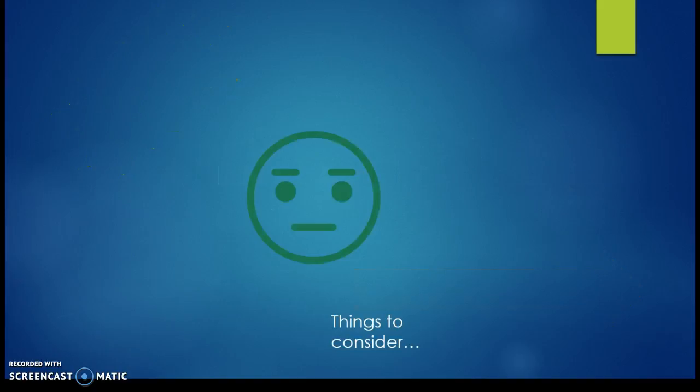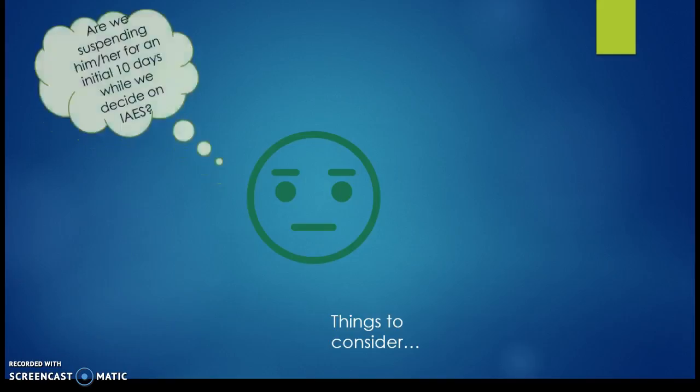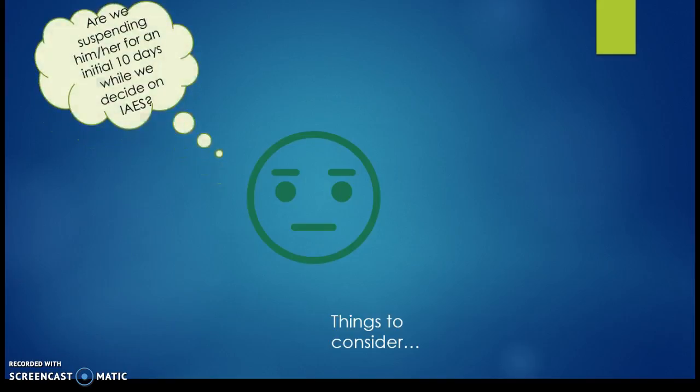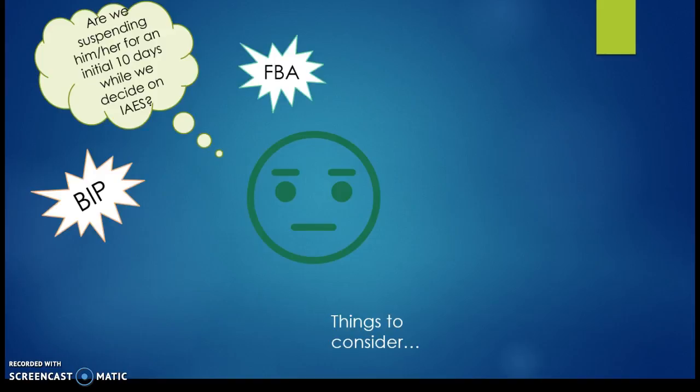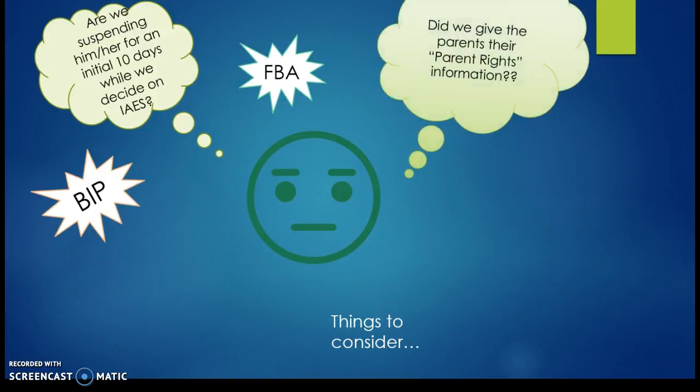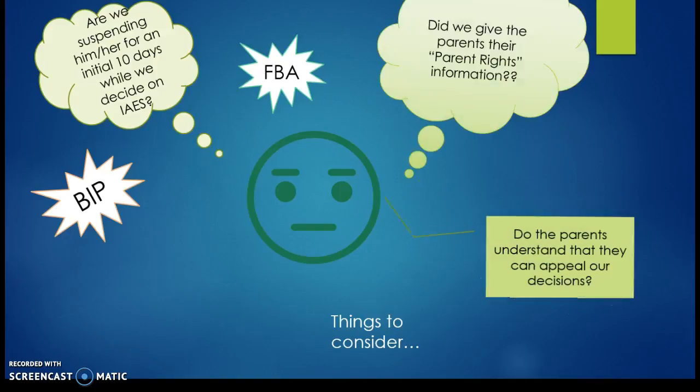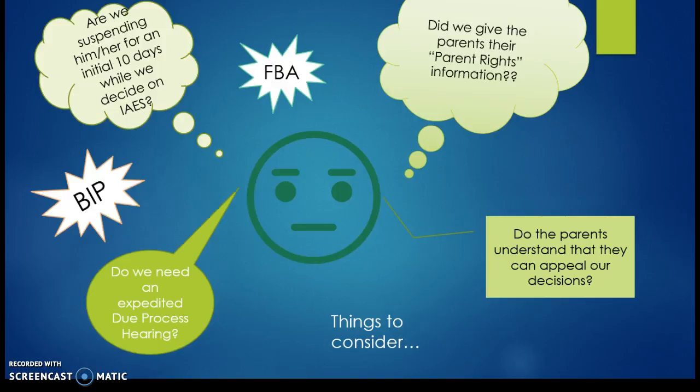Now, there's a lot to consider when suspending a child with a disability. For example, are we suspending this student for the rest of his or her cumulative 10 days while we decide on the alternative placement? We have to start services on day 11. We think about, is the FBA right? What about the BIP? We need to fix them to make sure they are still right for this student. Then, did we give parents their parental rights information? Do they know that they can appeal our decisions?